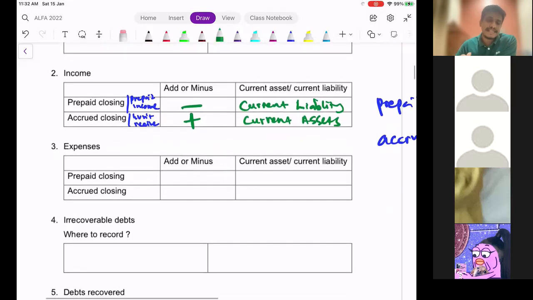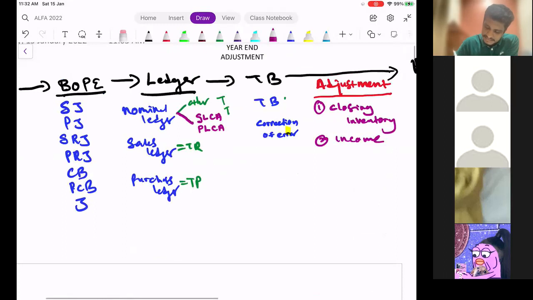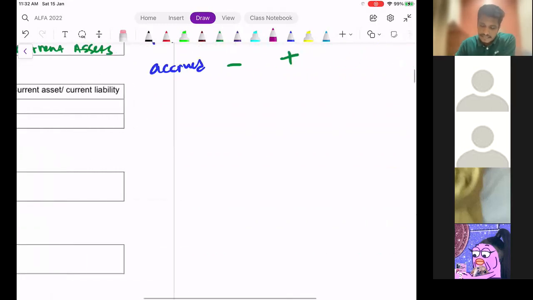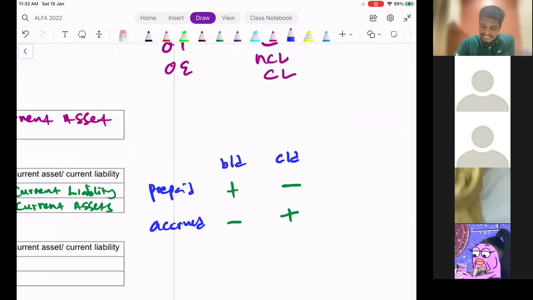Okay, similarly, expenses. The third adjustment is adjustment on the expenses. Which one is opening? Which one is closing? How I remember is C. C is closing. The B is opening. BD is opening. CD is the closing.